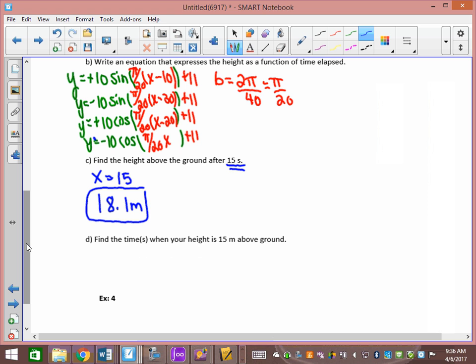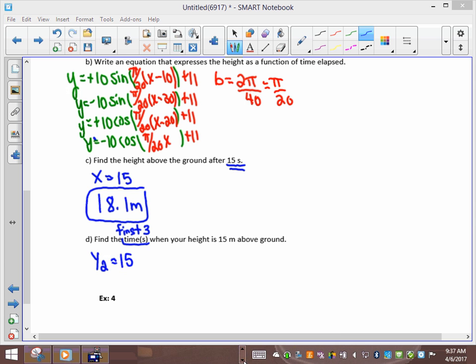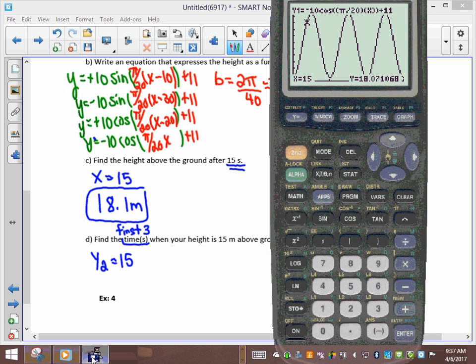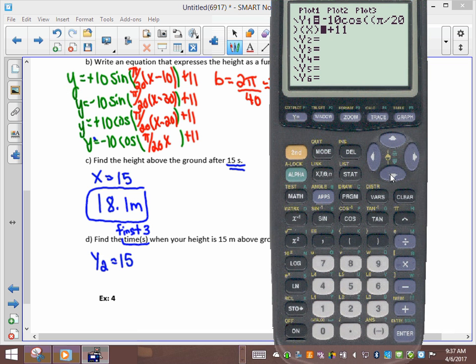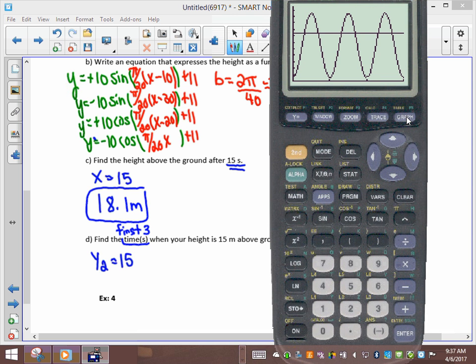Then this one says, find your times when your height is 15 meters above the ground. Well, they couldn't say find the times. I'm going to say find the first 3. Find the first 3 times. So 15 meters is Y2. So we're trying to find the first 3 times. This one, and that one. Second trace, 5.